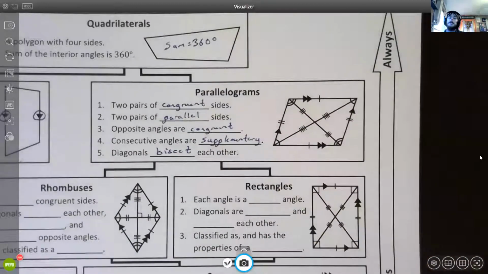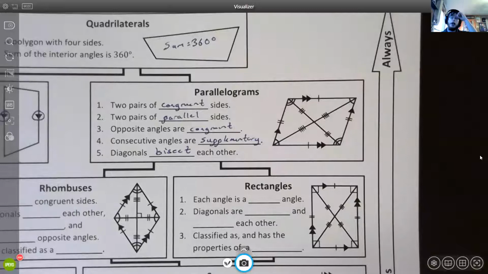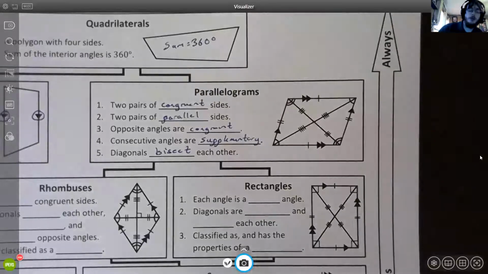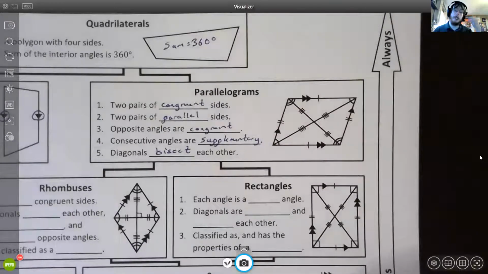So the diagonals in a parallelogram will not be congruent. They will only bisect each other. They split each other in half.